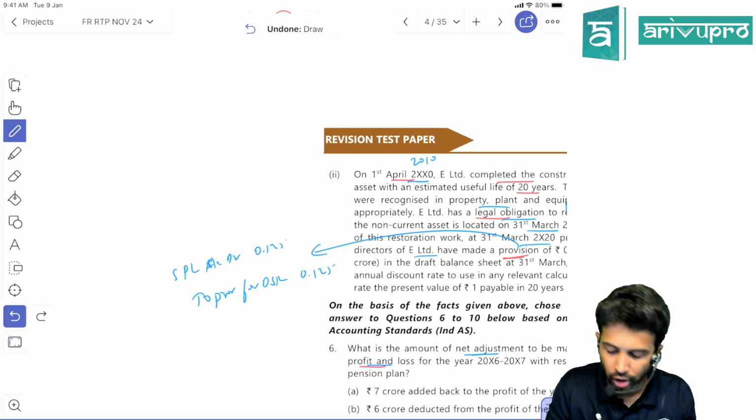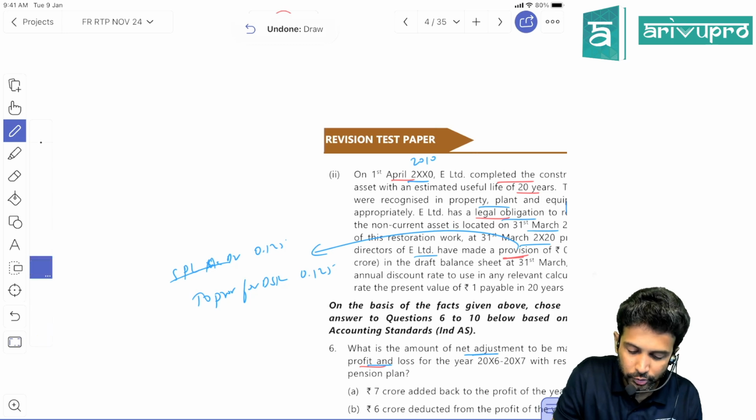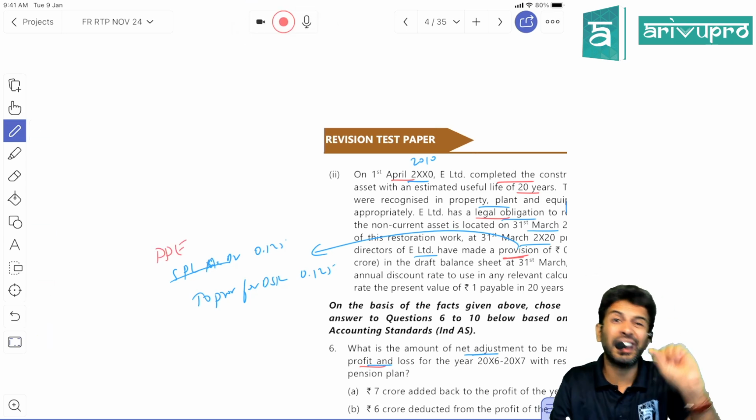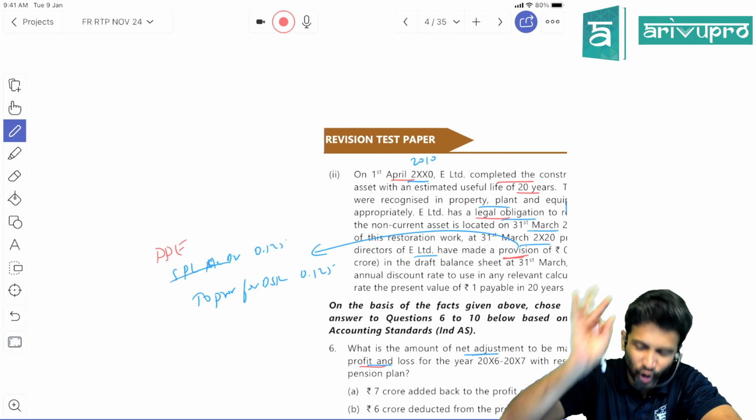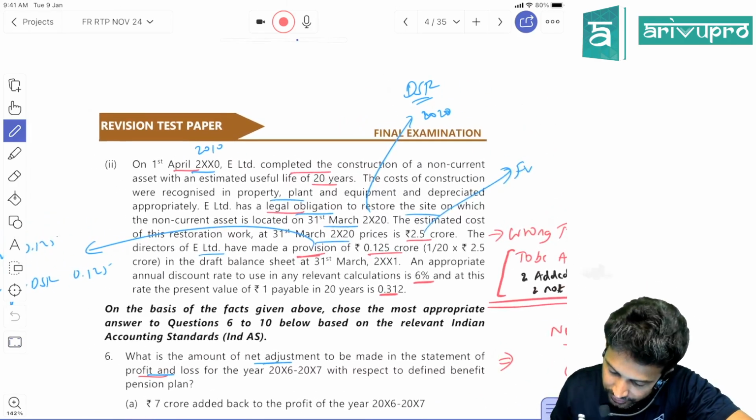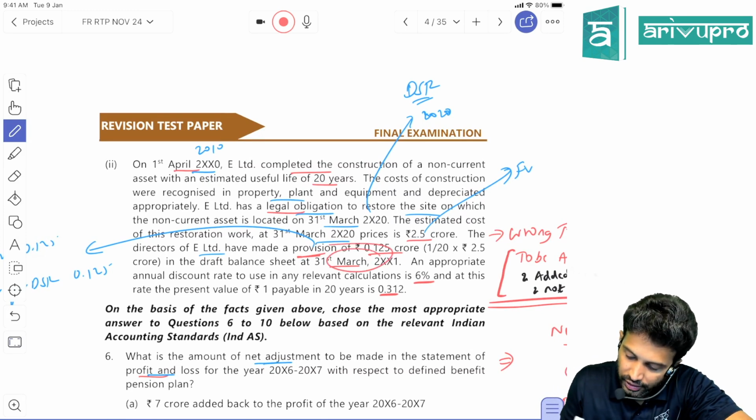And the entry is also wrong because we don't debit SPL. We have to debit PPE. It should be capitalized. So the amount and the accounting treatment they've used are both wrong. Okay, so what is the requirement? This is as on 31st March 20x1.